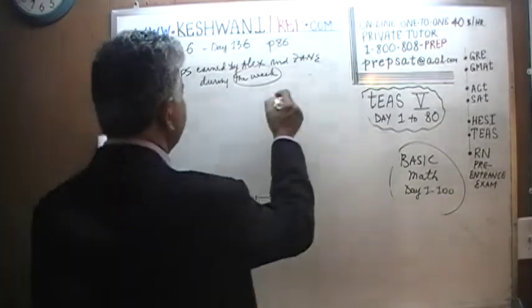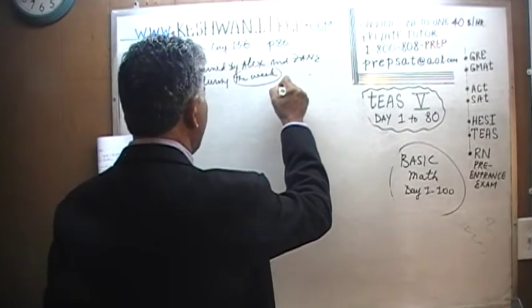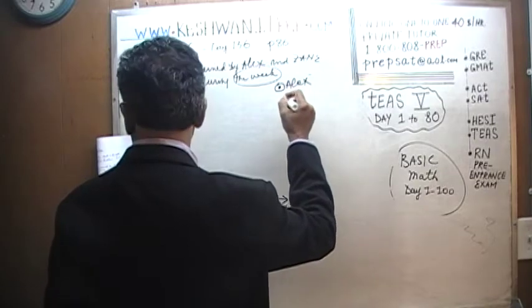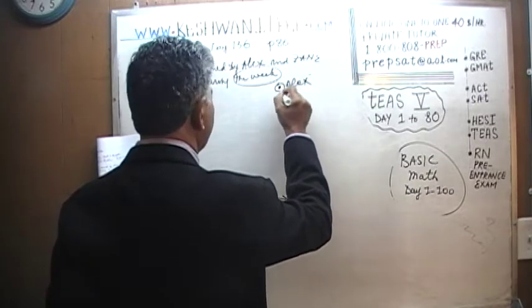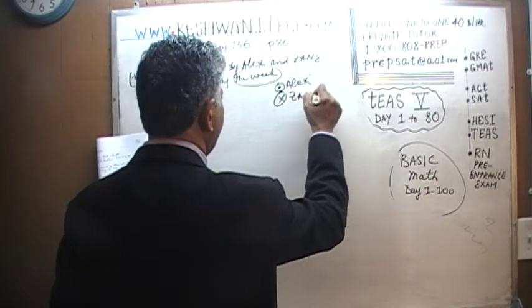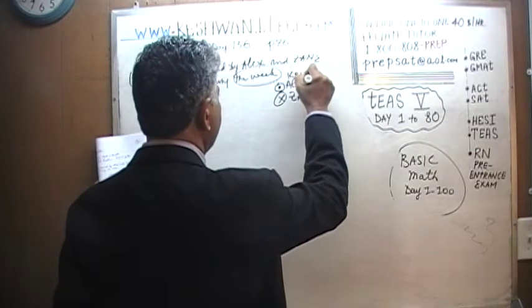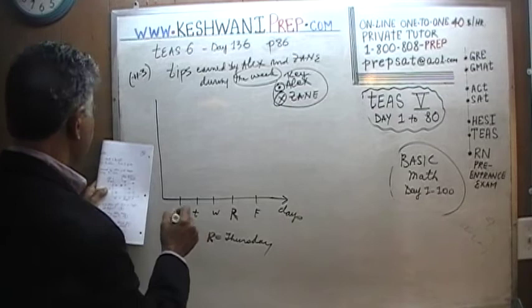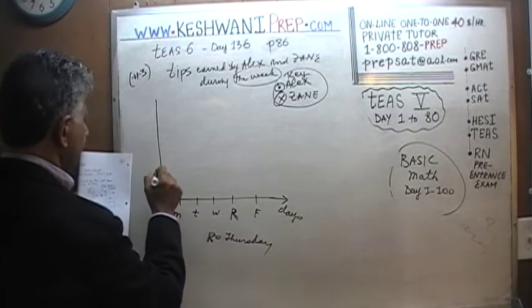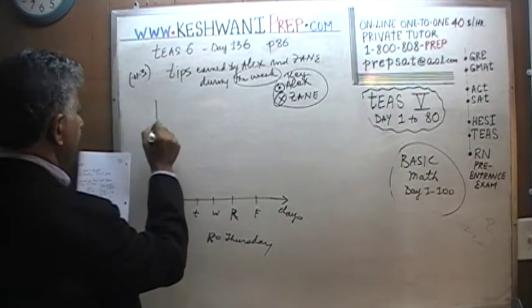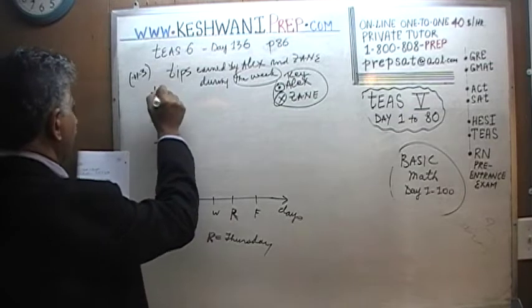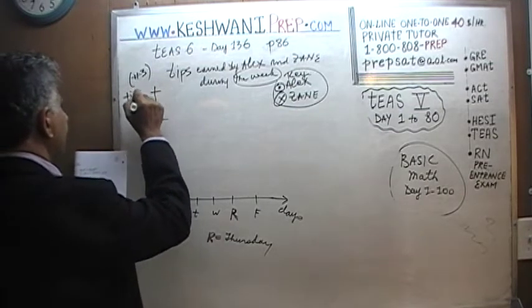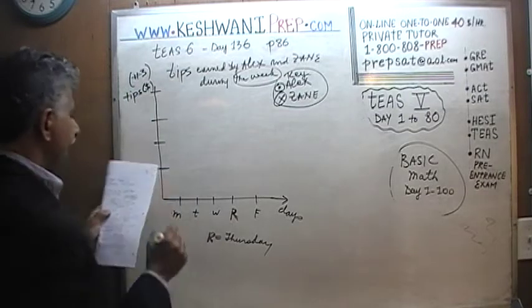We have the key here. The key tells us that a dot is supposed to represent Alex and a cross is supposed to represent Zane. And that is our key. The first one shows us as it goes up to 40. So here we go, 10, 20, 30, and 40. These are the tips measured in dollar amount, obviously.